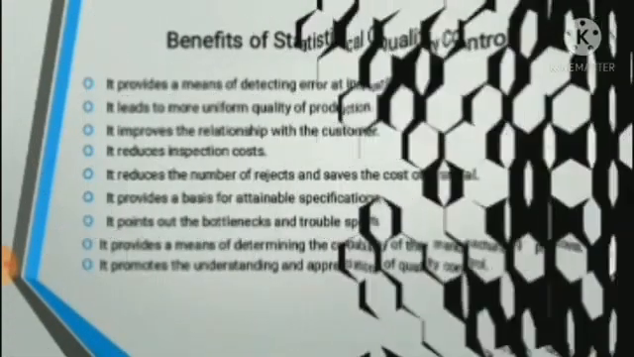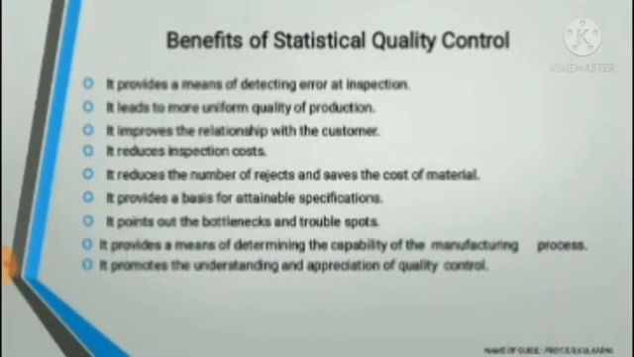Now let's see the benefits of statistical quality control. First, it provides the means of detecting errors in inspection. Second, it leads to more uniform quality of production. Third, it improves the relation with the customer. Fourth, it reduces the inspection cost. Fifth, it reduces the number of rejects and saves the cost of material.